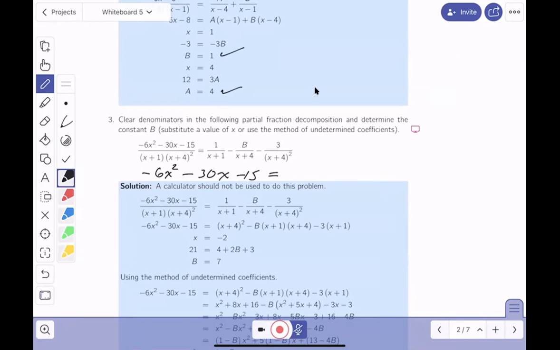So what do you get? 1 times x plus 4 squared. You would need to know basic algebra to do this. Minus b. Let's see what we get over there. We would get x plus 4 times x plus 1. And then we would get minus 3 times x plus 1.